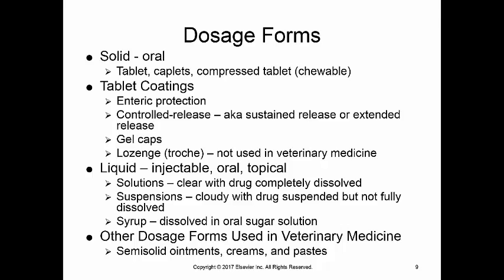We do have gel caps, which have an outer coating on them, and then they have a liquid on the inside. And then something that we don't use in veterinary medicine, but it's available on the human side, is a lozenge. A lozenge is something that's meant to be held in the mouth and to slowly dissolve, usually used in response to things like coughs and sore throats.